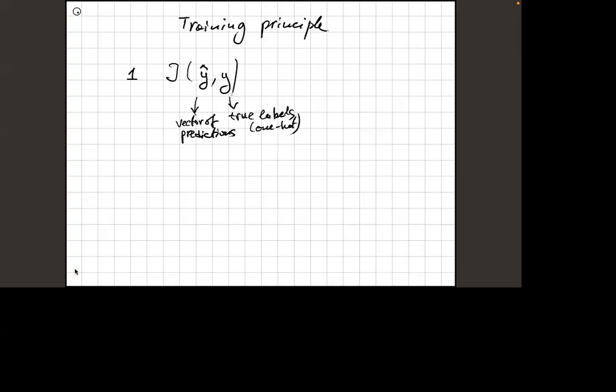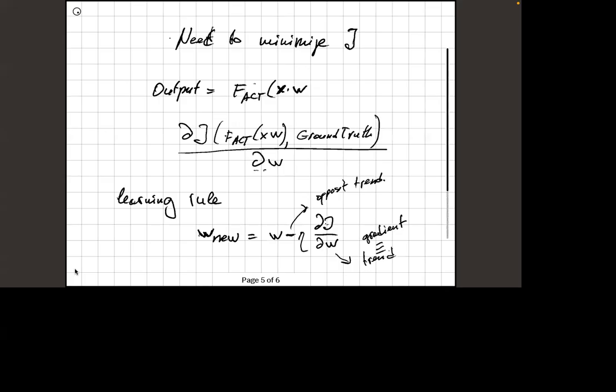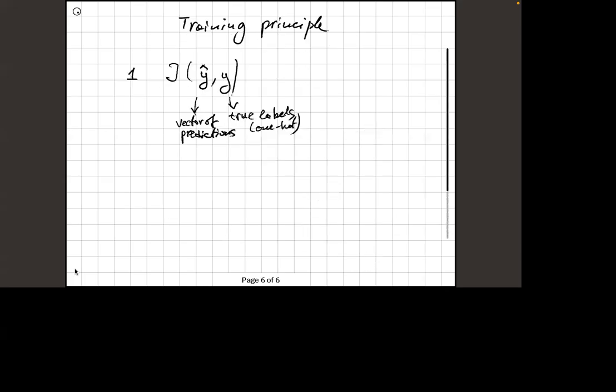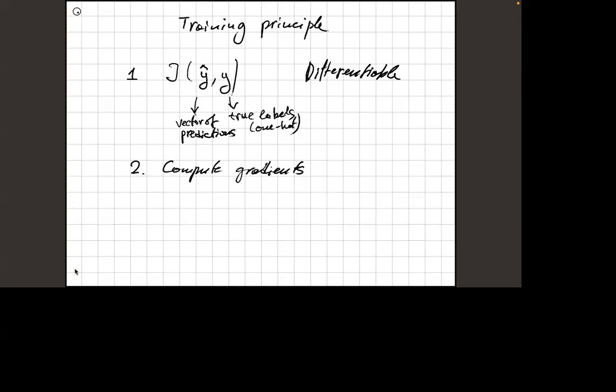So in order to do this type of learning, obviously this thing needs to be differentiable. And what you do is compute gradients, and implement learning.